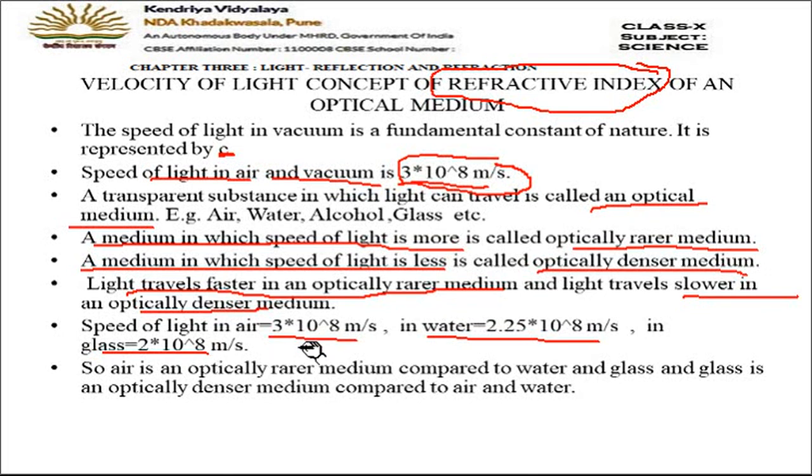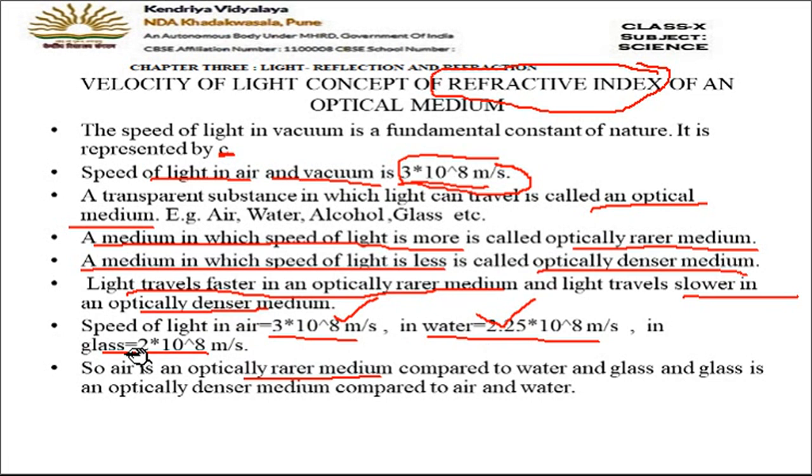So, which one is the most rarer among this? Yes, air is the optically rarer medium among this, because speed of light is more in air. So, when the speed of light is more, that means it is optically rarer medium comparative to water and glass. Okay, if you compare water and glass, then speed of light is more in case of water. So, water is a rarer medium comparatively to glass. So if you compare all the three, air is the rarest one and glass is the densest among these three.